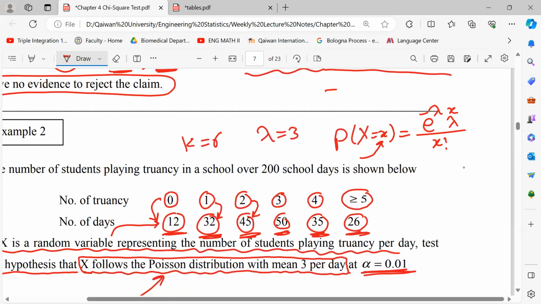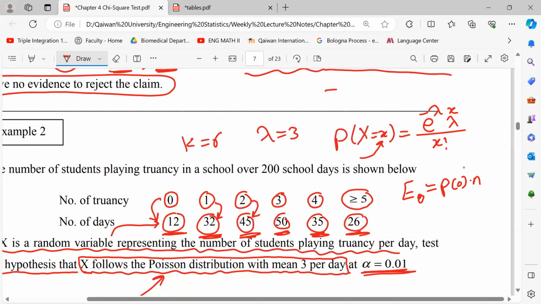Now, we need to find the probability for each of the outcomes. Then we multiply the probability of each outcome by the total number of trials, which is 200, to get the expected frequency for each outcome. We need to find E0. E of 0 is the probability of 0 times n.